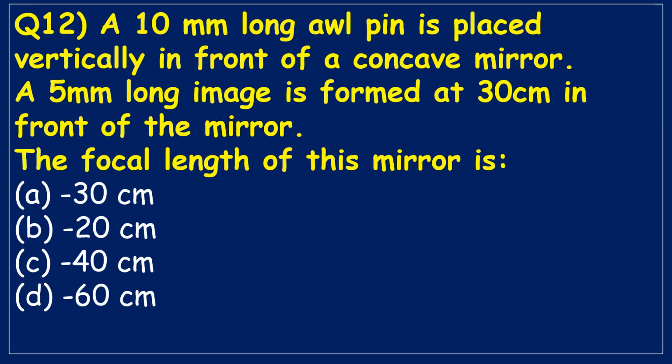Generally, when the object is beyond the center of curvature, the image is formed between the center of curvature and the focal length, and the size of the image will be half. Here the image distance is 30 centimeters, so we can guess that the object distance is double that. Since the size of the object is double the size of the image, the distance of the object is also double the distance of the image. So the focal length here.